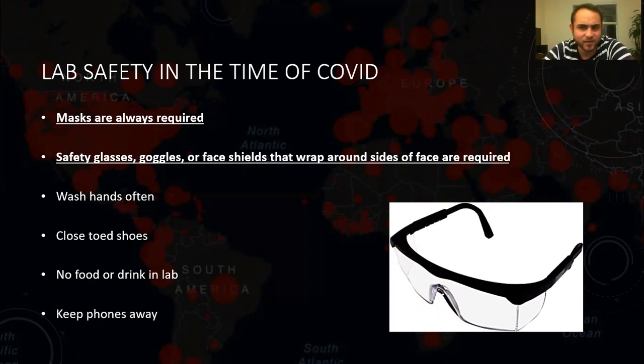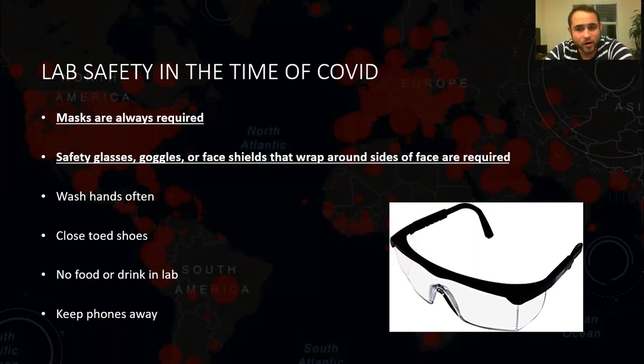We're gonna wash our hands often, obviously. Wear closed-toed shoes, meaning sneakers or whatever type of closed-toed shoes that you have are gonna be good. Don't come in sandals, don't come in open-toed shoes, don't come in ballerina-style shoes, because it's more than COVID, it's lab safety. If we work with some dangerous chemicals and we have a spillage, I don't want you guys getting hurt. No food or drink in the lab.